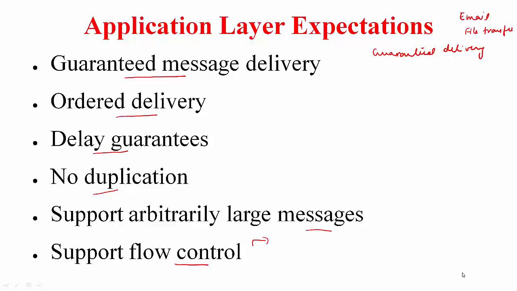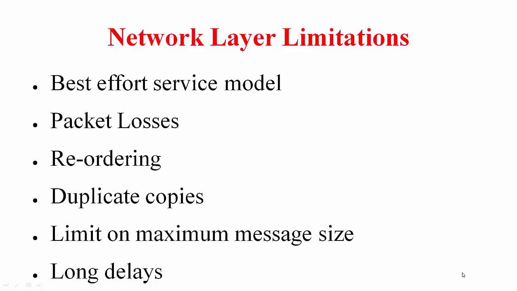So these are application layer expectations, and then there are the network layer limitations. We have already seen that the IP layer provides best effort service. What can it do to packets sent to it? We have covered this before. Name at least 2 things it can do. Well, it can lose packets, it can reorder packets, it can duplicate packets, and it can also place certain restrictions on the message size. This arises from the MTU, which we have discussed before, and it can also delay the packets. As you can see, the expectations are totally contradictory to what the network layer can provide.